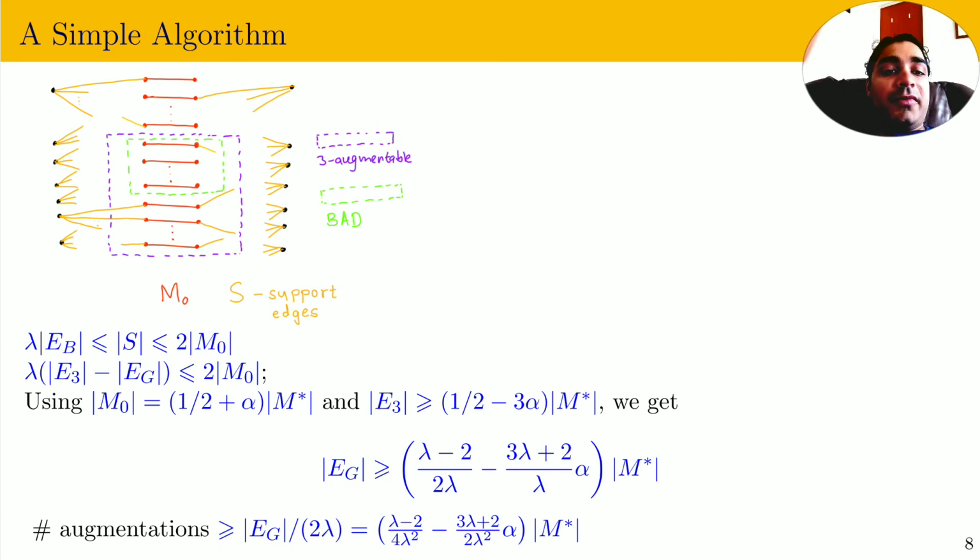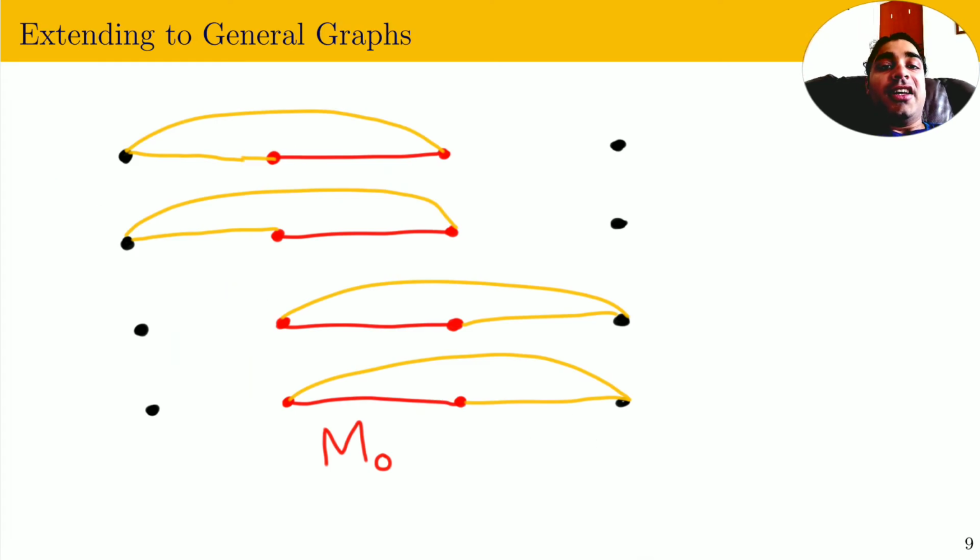Now before analyzing how good this output is, we want to make a small digression, a couple of small digressions actually. So the earlier analysis could fail for general graphs because even if all your edges are good, they might form such triangles as shown, and it actually doesn't give you any augmentations.